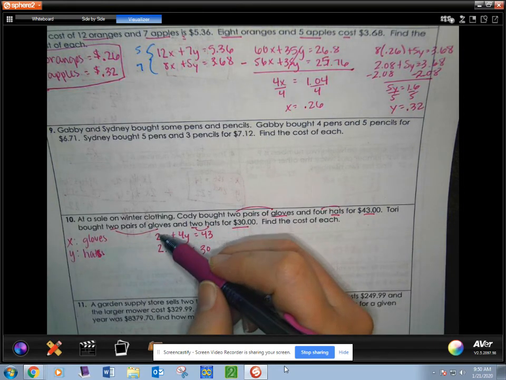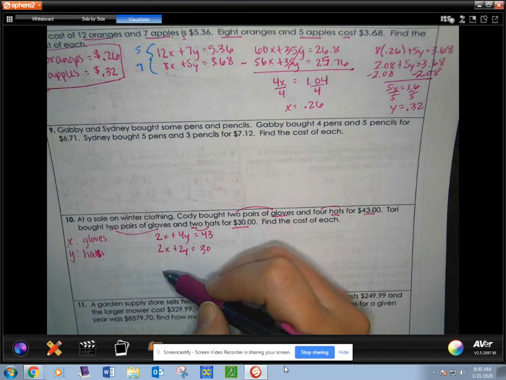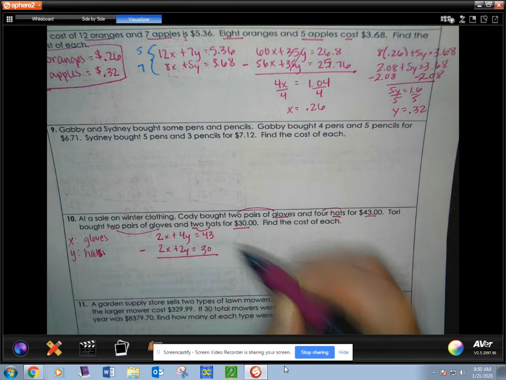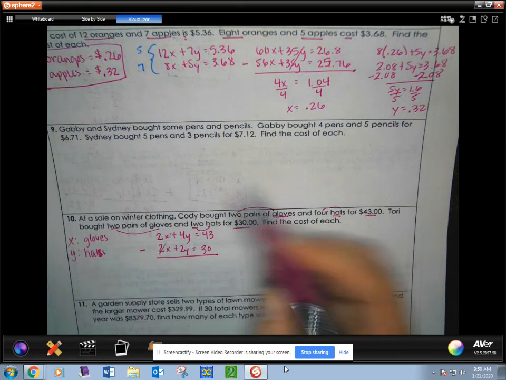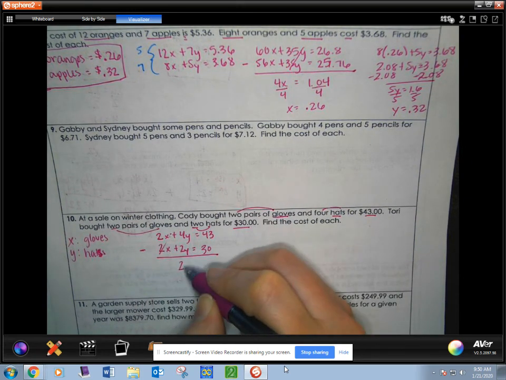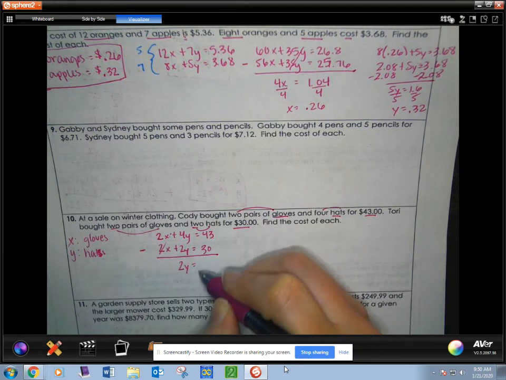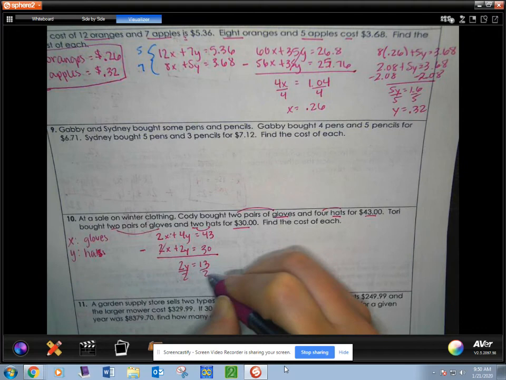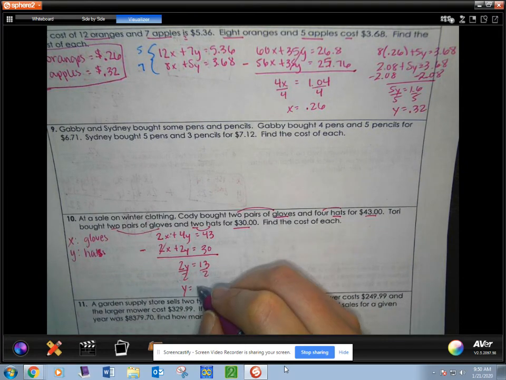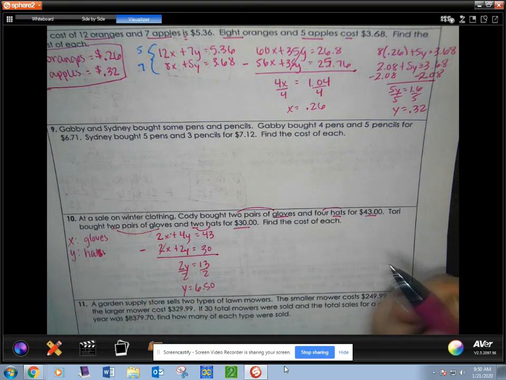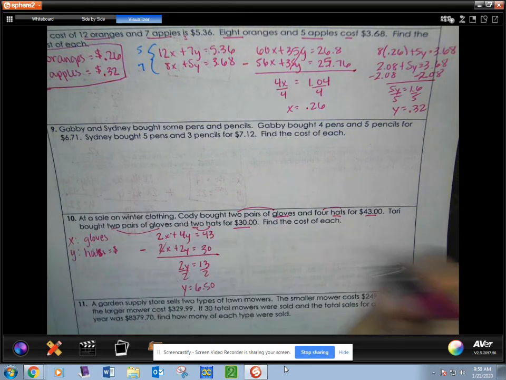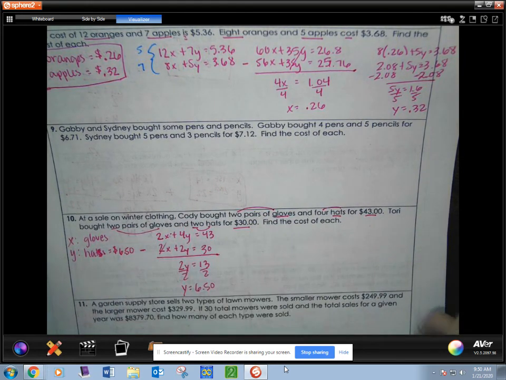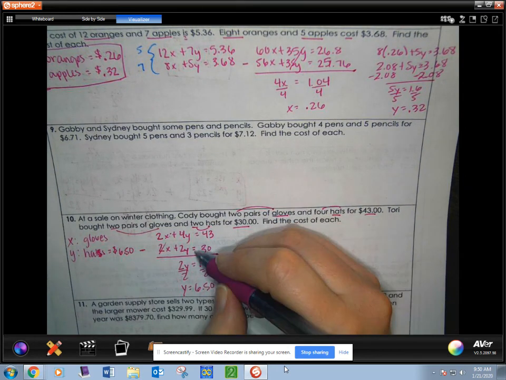So if I do 2 plus 2, that would give me 4. I need them to become 0, so we're going to do 2 minus 2. Well, 2 minus 2 cancels. 4 minus 2 becomes 2y, and 43 minus 30 becomes 13. When I divide by 2, I get y equals 6.50. So I'm going to come back over here to hats, and since I'm finding the cost, I'm going to put $6.50.